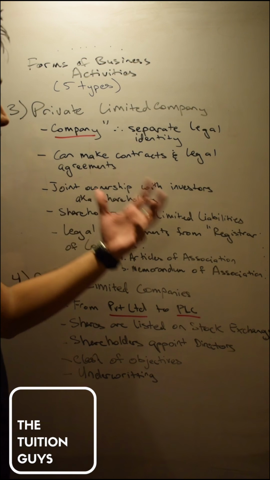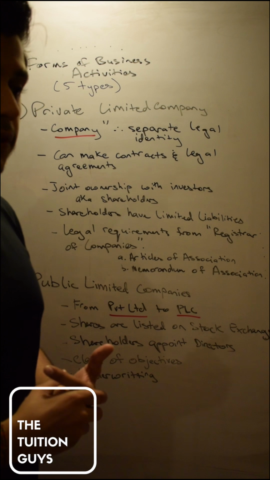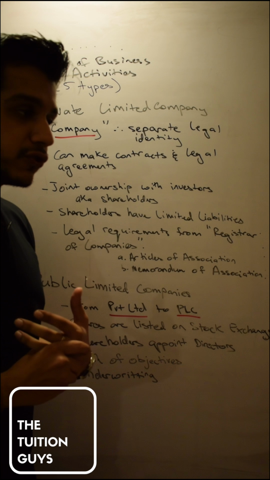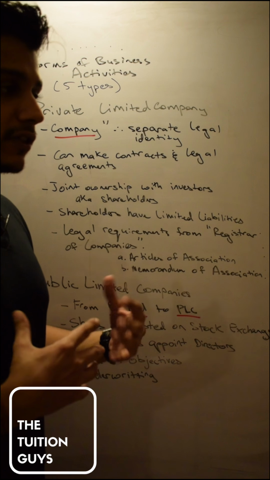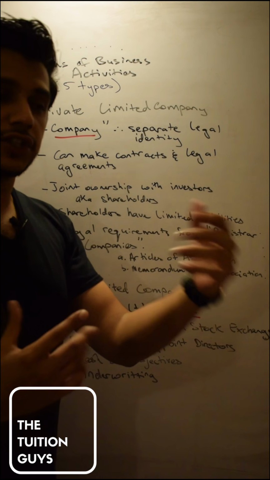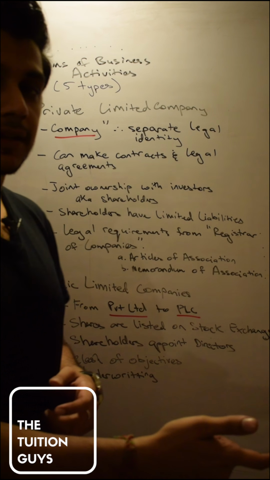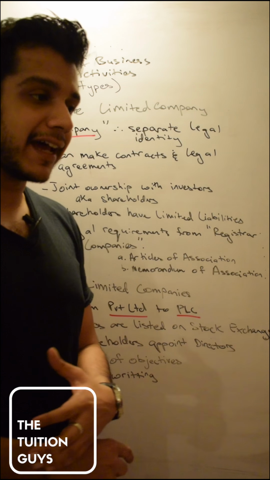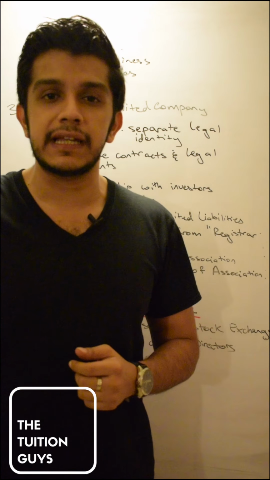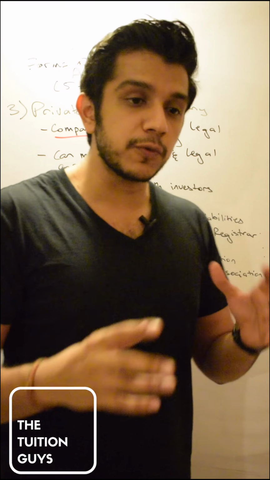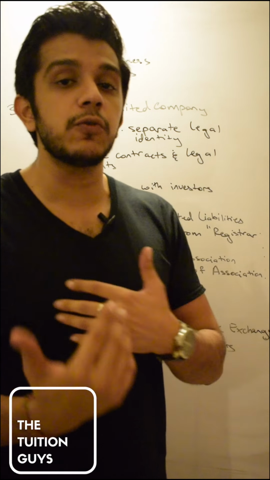Next point, they can make contracts and legal agreements between who's there and who's not there. Also, just like a partnership, there are many individuals involved, but now those individuals are called shareholders. Shareholders are people who invest money into the company as a whole. The company is not listed on the stock exchange. It's not there for people like you and I to buy a share one day and sell it the next day, but it's open to a group of people within a certain social network, and that's how the business is going to start.